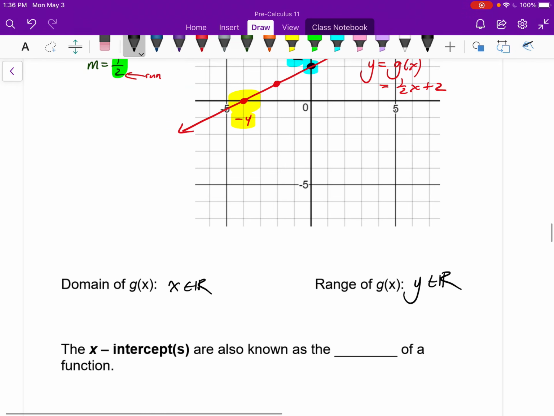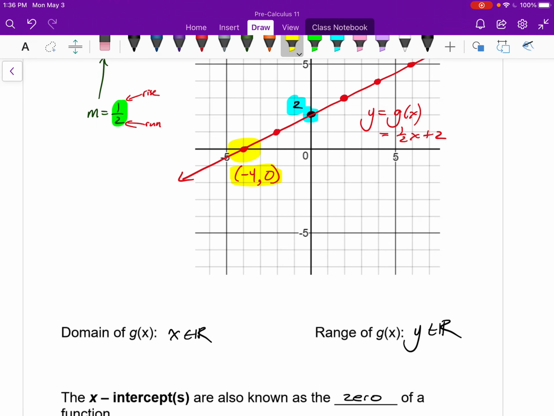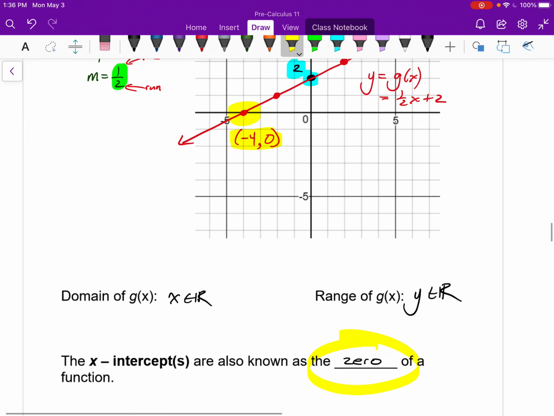And I mentioned this x-intercept at -4. An x-intercept is also known as the zero of a function, where it crosses the x-axis. Or we say it's where the output equals 0. Because notice at -4, the coordinates of that x-intercept are -4, 0. That's always the case. Anytime a line or any function crosses the x-axis anywhere, the y-coordinate will be 0, which is why we tend to call them zeros as well.